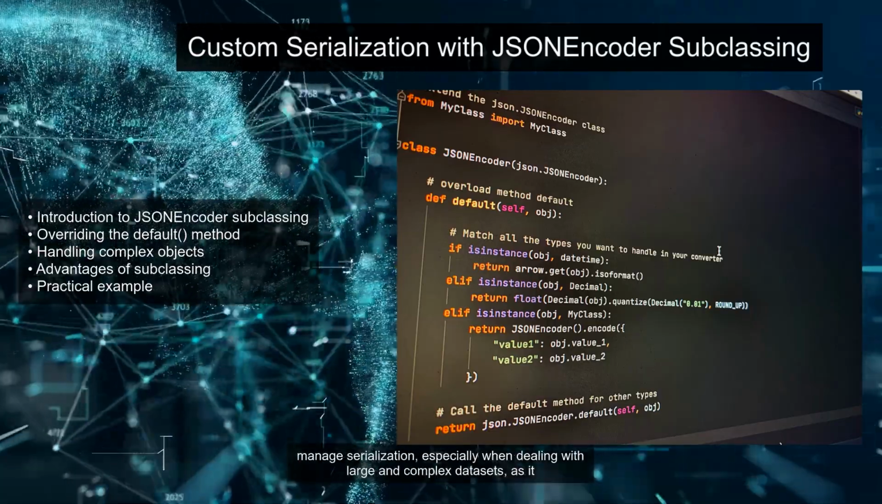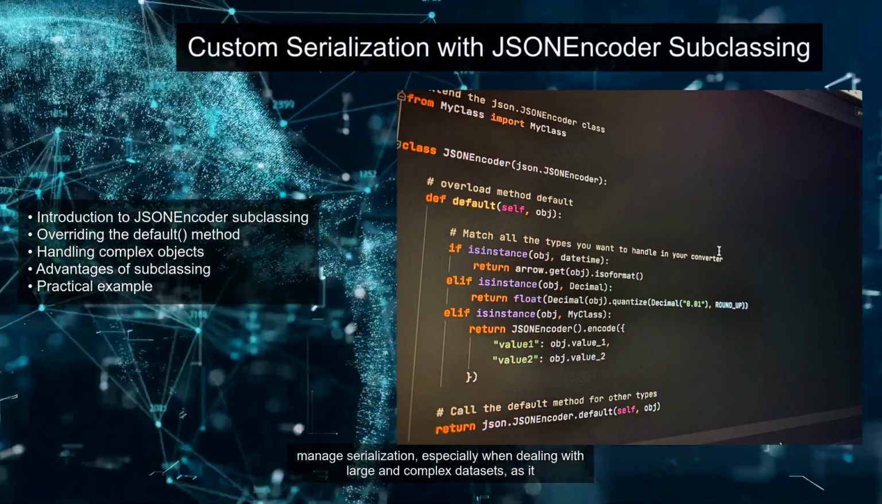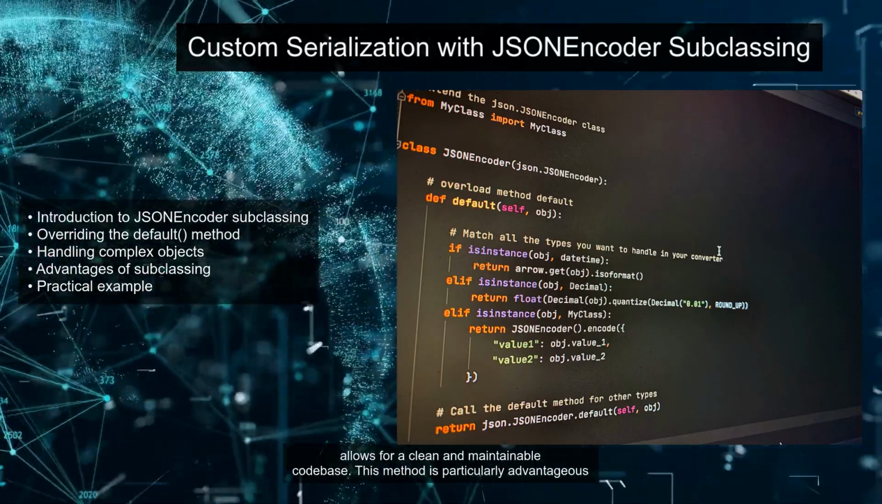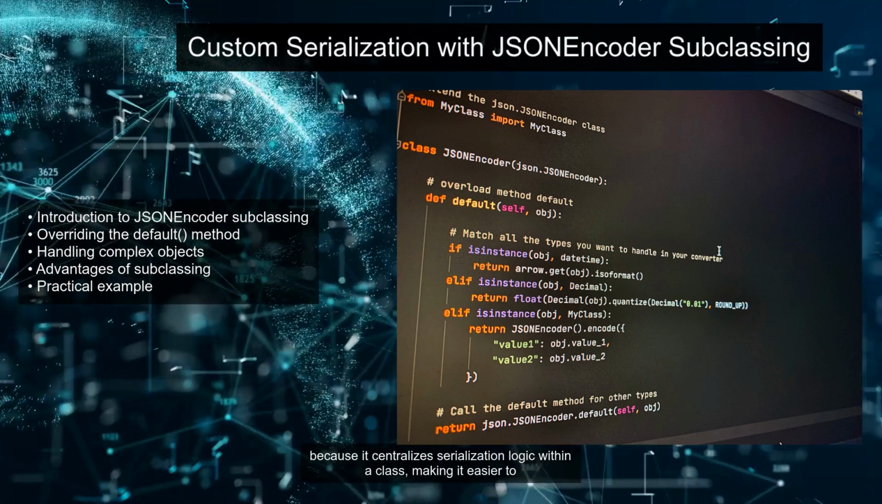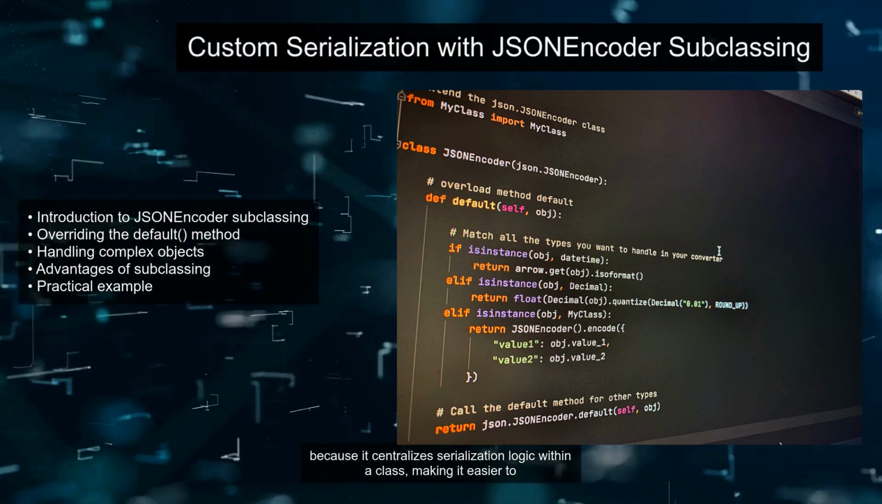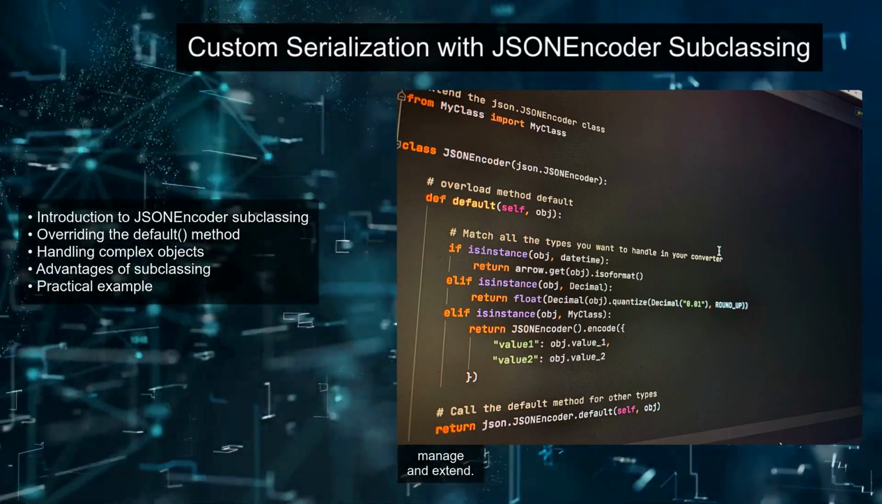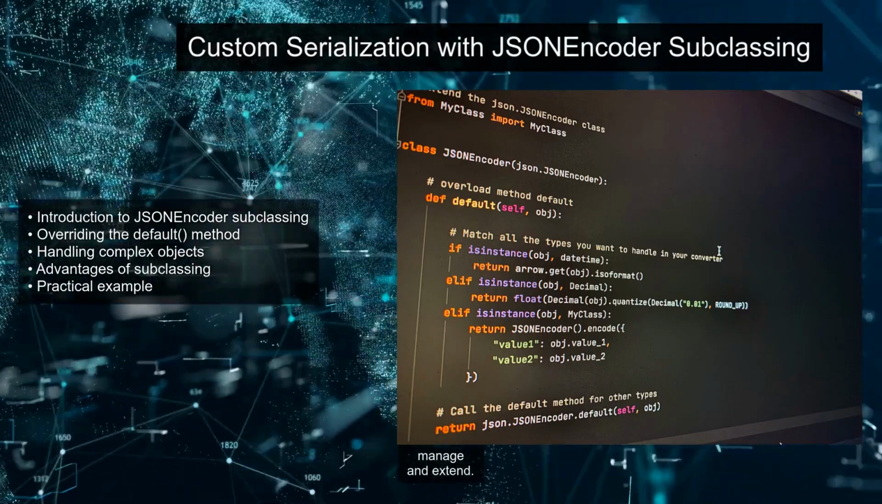Subclassing JSONEncoder provides a powerful way to manage serialization, especially when dealing with large and complex datasets, as it allows for a clean and maintainable codebase. This method is particularly advantageous because it centralizes serialization logic within a class, making it easier to manage and extend.